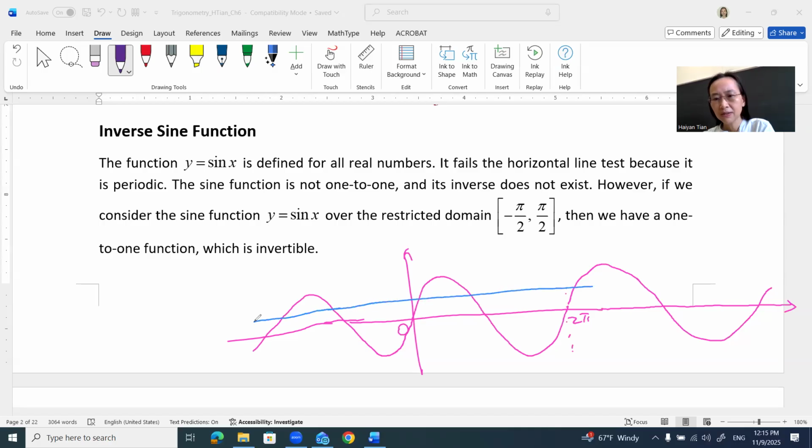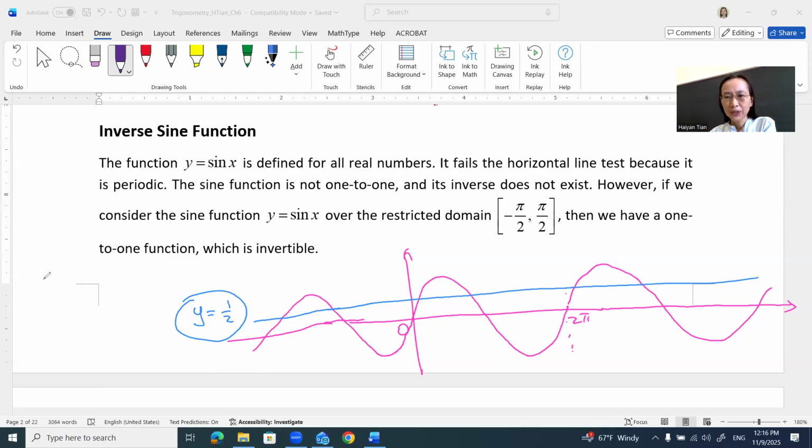It definitely intersects at least once, and of course it can be many times. For such a line, for example if y is one half, if it happens more than once, it already violates the definition of a one-to-one function. So whenever a horizontal line intersects a curve more than once, then this curve cannot be one-to-one.